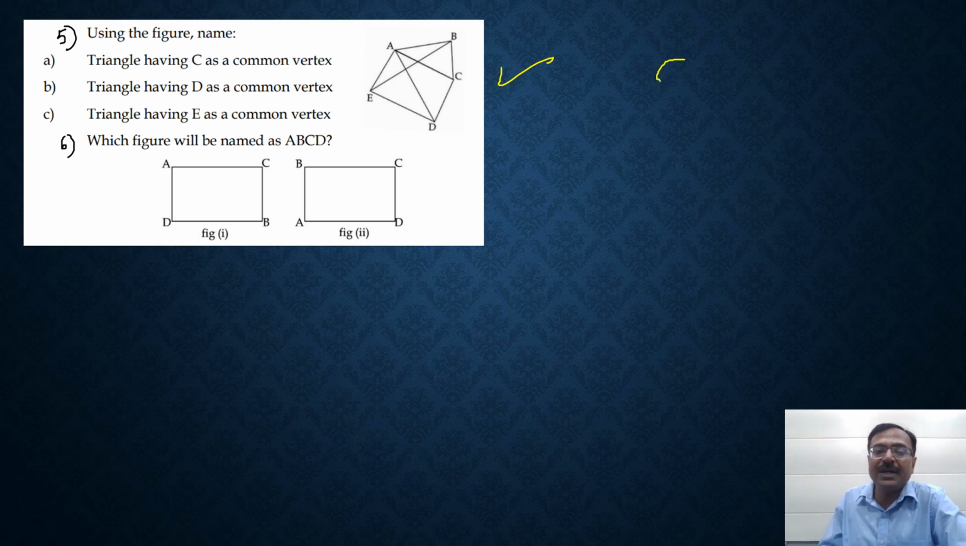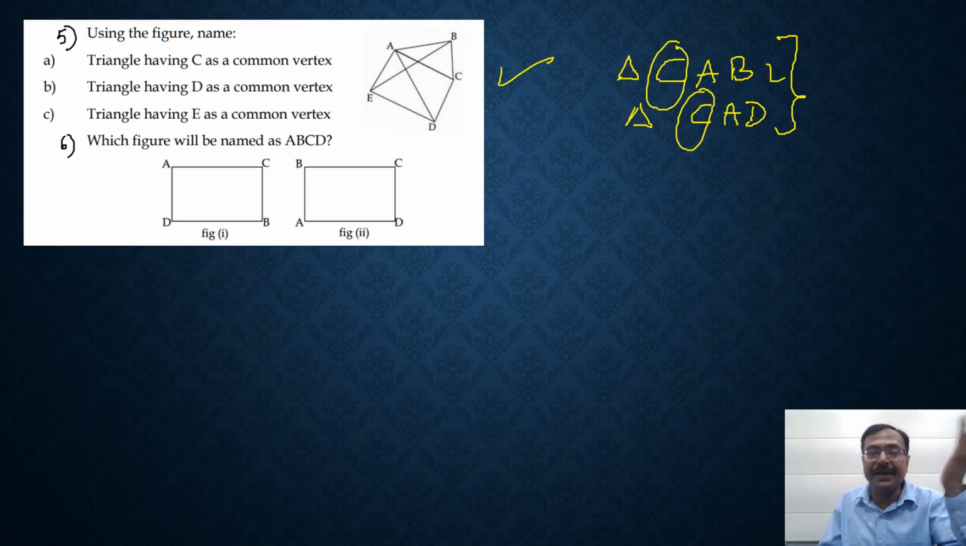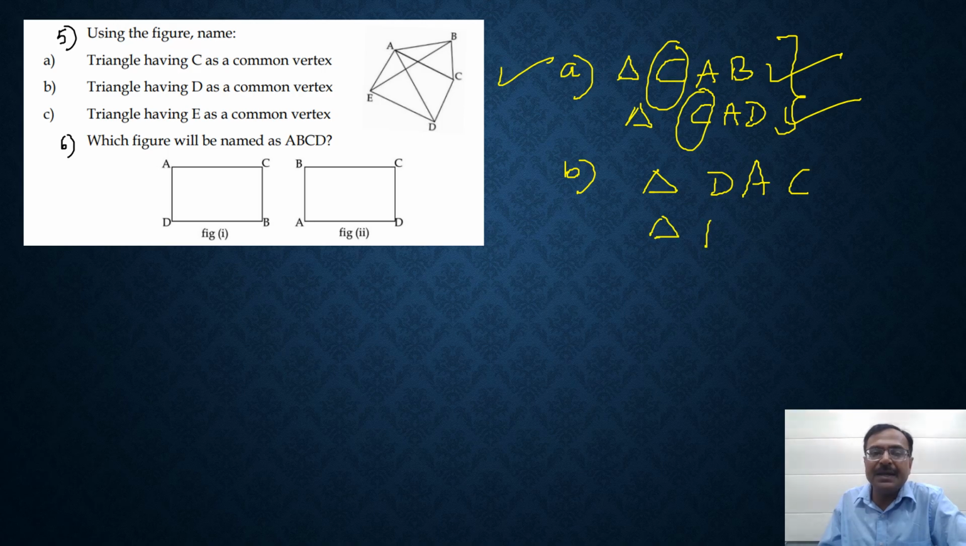So if you see triangle CAB and triangle CAD, the common vertex C is there in both, and they both are triangles, right? CAB is a triangle. If you see the figure carefully, CAD is a triangle. And so the first part says that C should be a common vertex, and there we go. These are the two triangles. If you have D as the common vertex, starting from D, can you see triangle DAC in the figure? Can you see triangle DAE in the figure? These are all triangles which have the common vertex D.